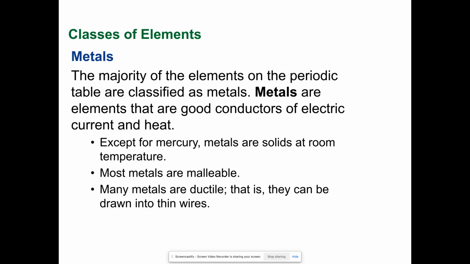conductor. Most metals are malleable. That means we can bend them, fold them. That's useful. They're also ductile, so that means that you could make thin wire. So copper is a very soft metal. You can bend it. And that's great for wire because you can bend the metal.